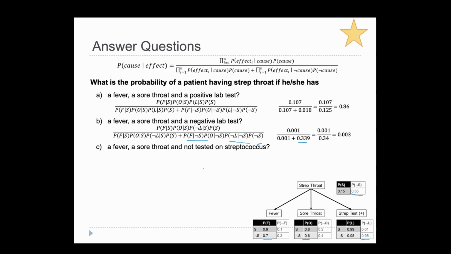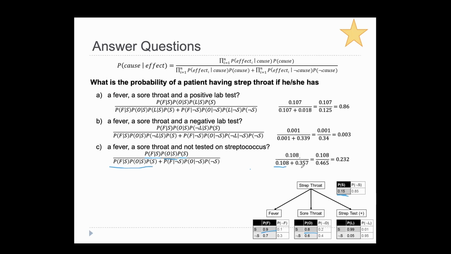Similarly, in the third example, we have two symptoms, fever and sore throat, but we didn't test for strep throat. This is our missing evidence. So we just need to consider the information we have. What are the effects? Fever, sore throat, just these two. And what is the cause? Strep throat. So if we multiply these three, fever given S, sore throat given S, and prior of strep, then we get 0.18.